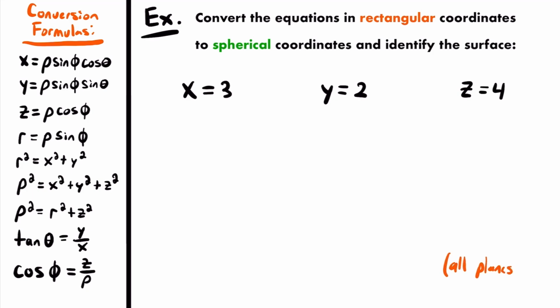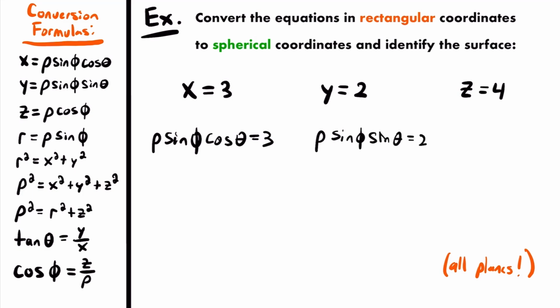All planes. But now we actually want to convert them to spherical coordinates. And so to do that, what we need to do is get these equations from being in terms of x, y, and z to being in terms of rho, theta, and phi. And to do that, we just want to use these first three equations here that tell us what x, y, and z are equal to in terms of spherical coordinates. So let's replace x, y, and z with what they're equal to from these formulas. For x, we'll have rho times sine phi times cosine theta equals 3. For y, we'll have rho times sine phi times sine theta equals 2. And for z we'll have rho times cosine phi equals 4.